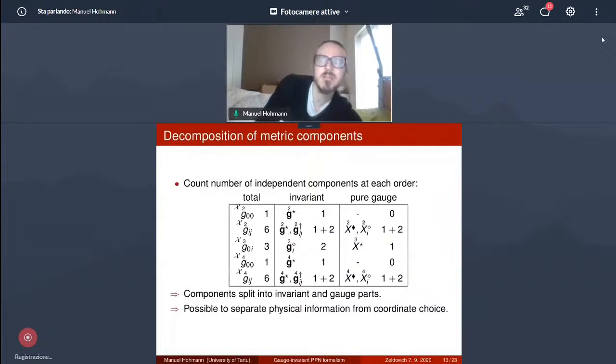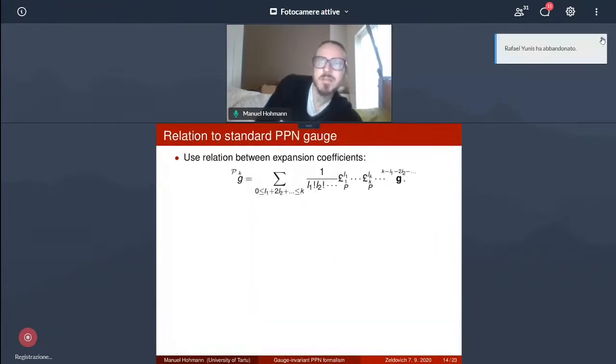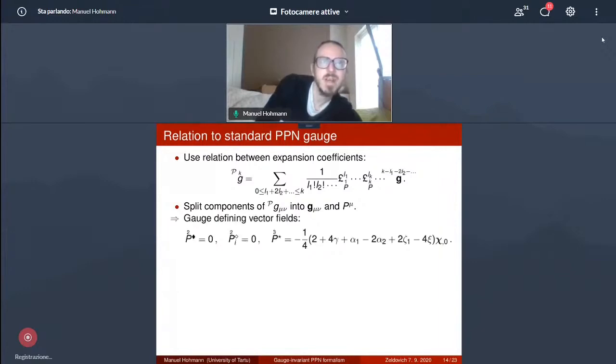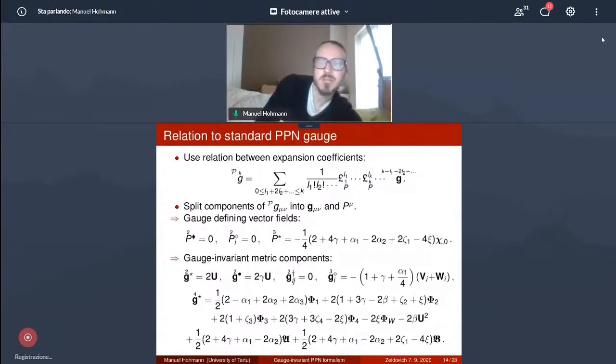We have this information already split in two different parts, and so we can solve only for the gauge invariant part. Now, with this relation on the expansion coefficients, if we look at what the PPN metric looks like, then we can split it into the gauge part and the gauge invariant part. And we find that the gauge dependent part is given by these formulas here. And finally, the gauge invariant metric components are given by these formulas here. And I will show you in a bit how to apply this to a particular theory, what these equations look like for a particular theory.